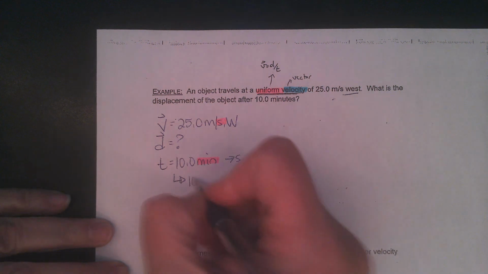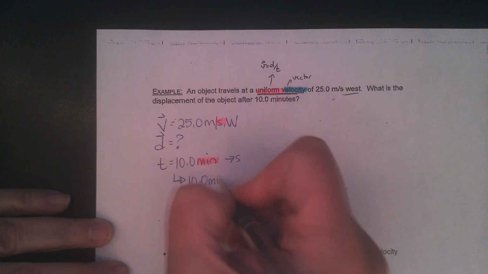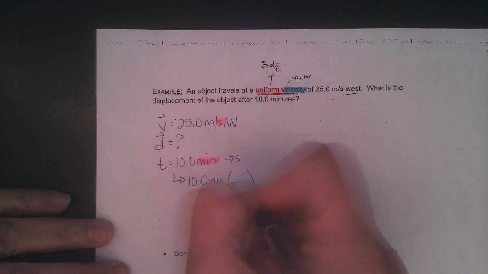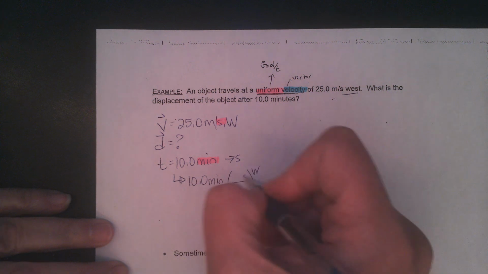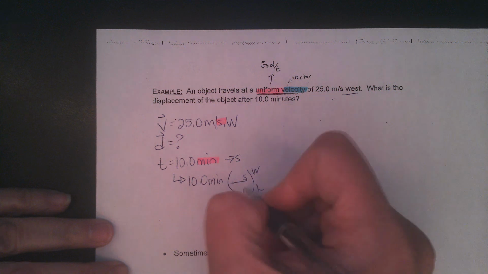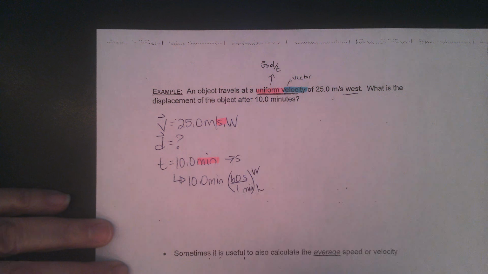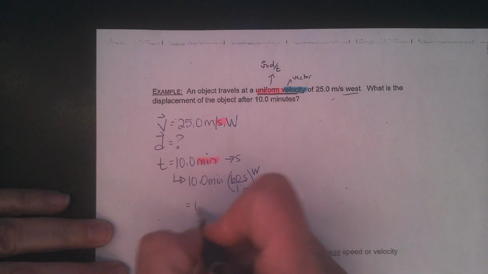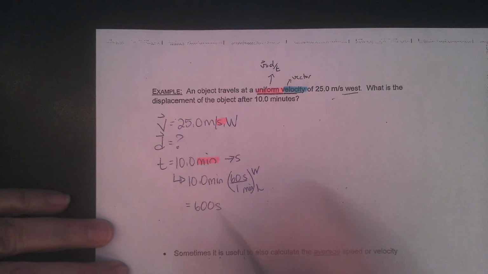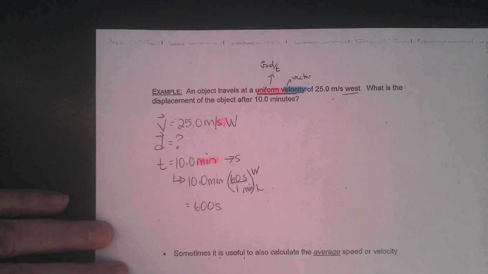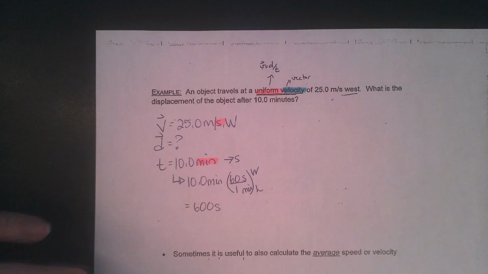And so I'm going to start with what I know. I want seconds and I have minutes. In 1 minute, there is 60 seconds. So there is 600 seconds in 10 minutes, sorry.